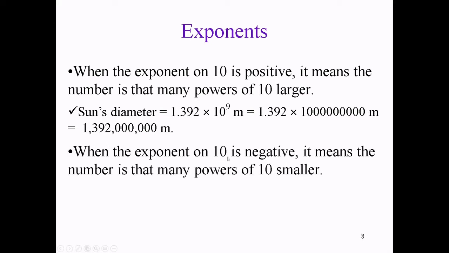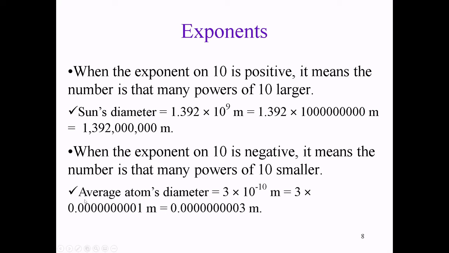When the exponent on the 10 is negative, it means that the number is that many powers of 10 smaller. So again, 10 to the 0 is 1. 10 to the negative 1 is going to be 1 over 10 or 1/10. 10 to the negative 2 is going to be 1 over 100 or 1/100th, or 0.01.